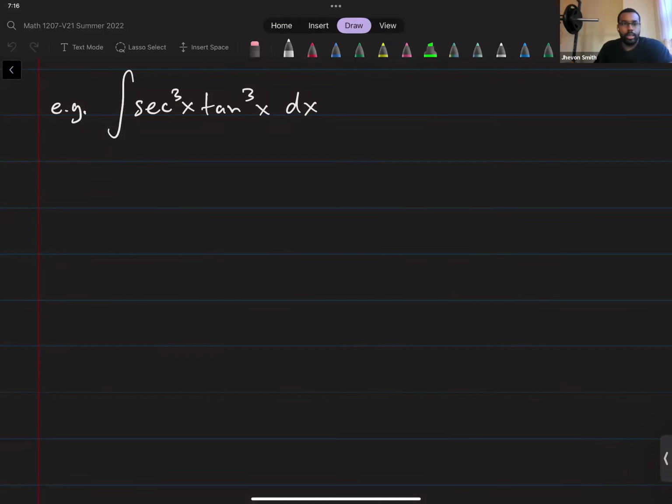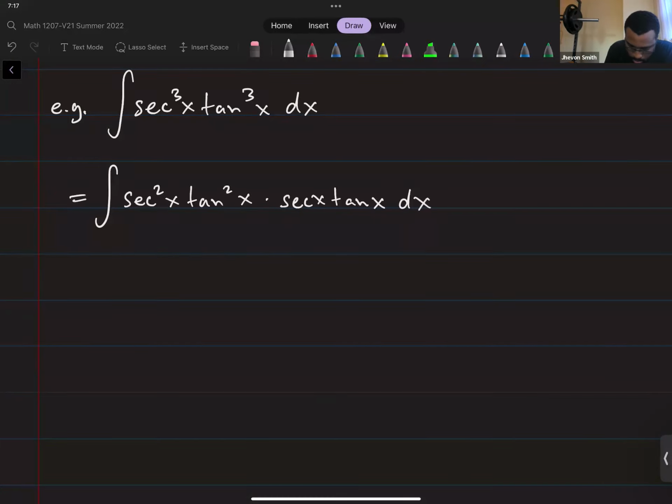All right, we're back. Let's do this. All right, so we have secant cubed, tangent cubed. What do we do here? Factor out a secant x, tan x. So we'd be left with secant squared, tangent squared. And to the side, we have a secant x, tan x. All right, now what?